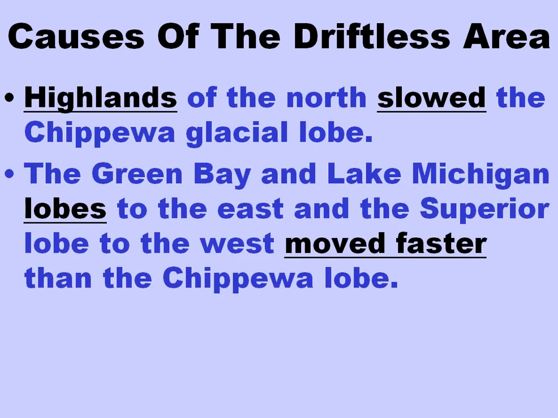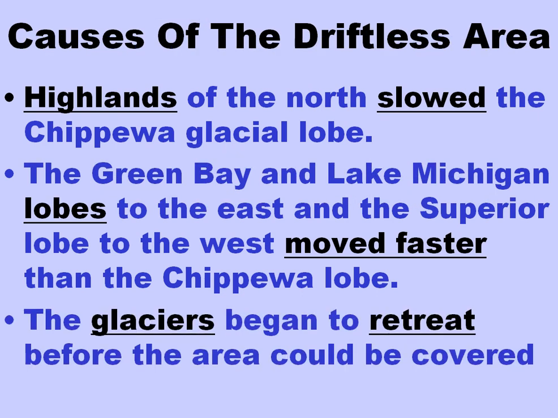We also know that the Green Bay and the Lake Michigan lobes to the east and to the west simply moved faster. Not all lobes moved at the same speed, regardless of whether they had the highlands slowing them down. And so they moved faster than this Chippewa lobe. And then the glaciers began to retreat before the area could be covered. So if the glacier would have happened for thousands of more years, eventually it might have covered all of Wisconsin, but that didn't happen, and the reason it didn't happen is because the climate started to change, started to warm up, and now more of that snow is melting.